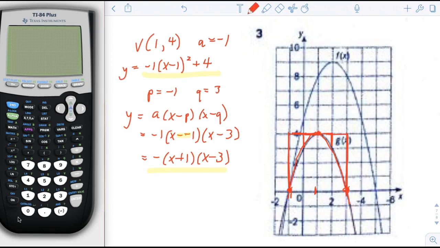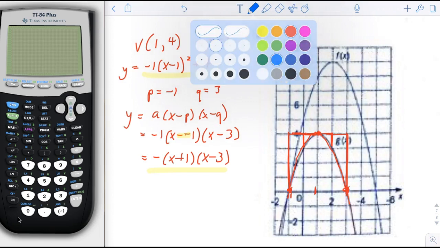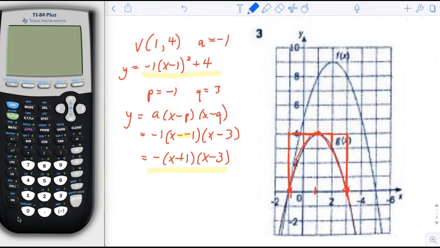Okay, let's do the blue one now. So the blue one has a vertex at 2, 9. So I know that I could probably write it in vertex form for sure. And so if I go left 1, I go down 1. If I go left 2, then I go down 4. If I go right 1, it goes down 1. And if I go right 2, I go down 4.